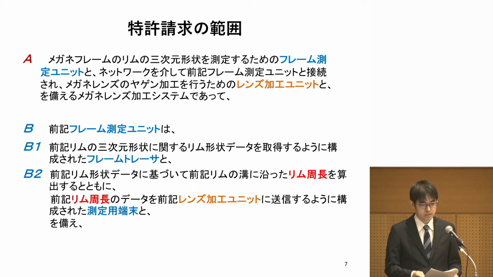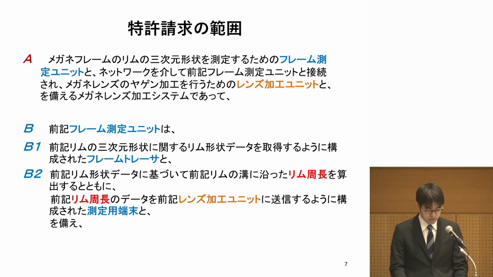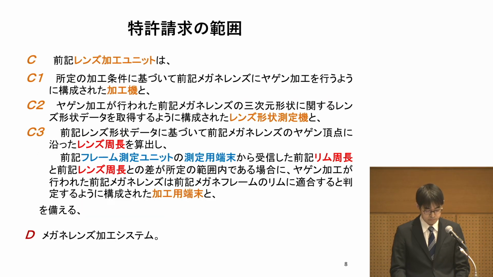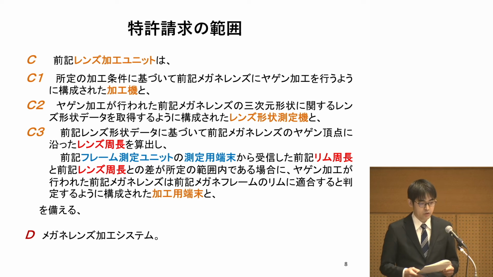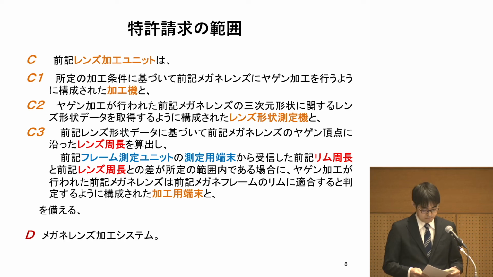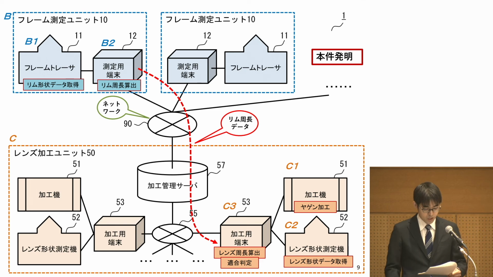Please look at the scope of the claims. There are 2 slides showing the scope of the claims, divided into each element of the claim. I'm going to avoid reading these out loud, so please read them for yourself. This is the first slide. This is the second slide of the scope of the claims. After you've read them, we'll move on to slide number 9.